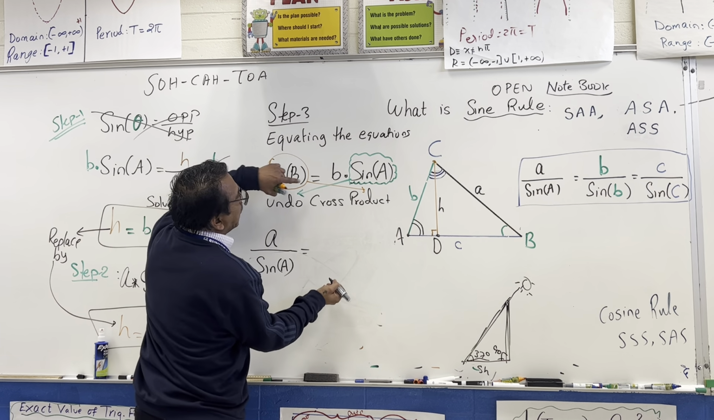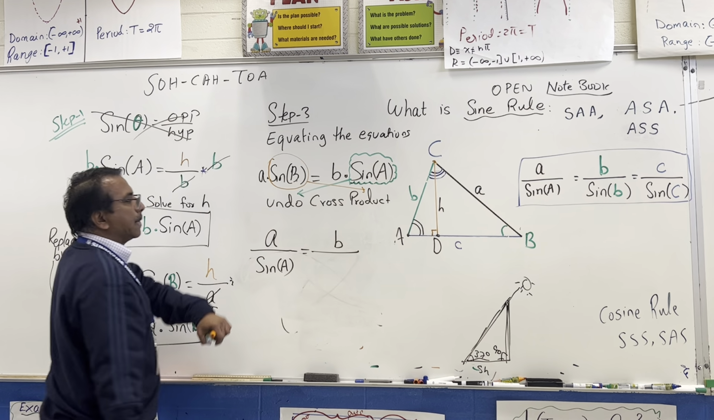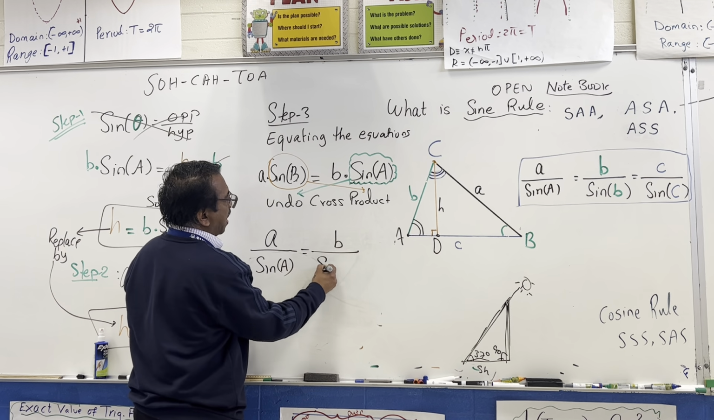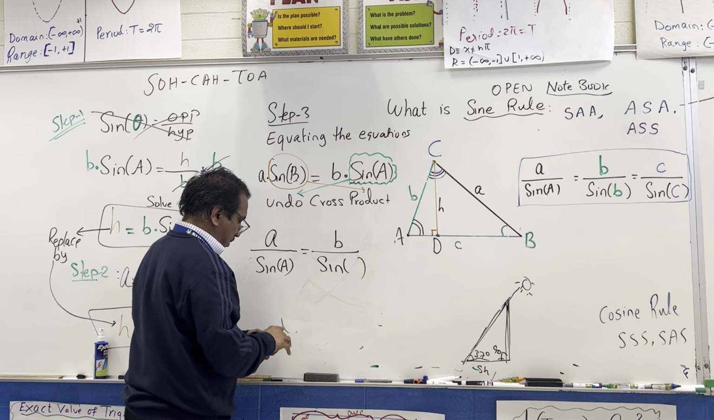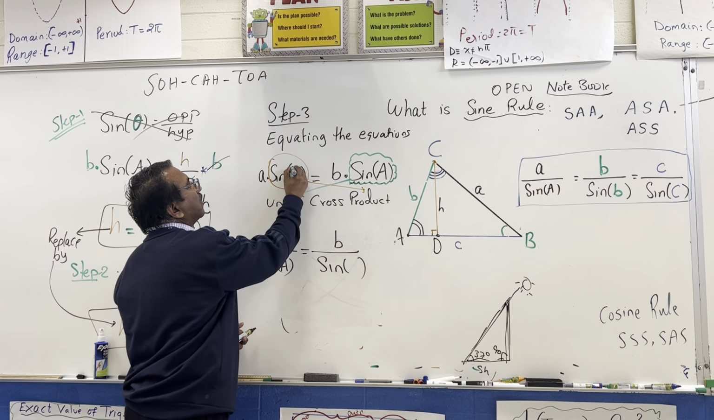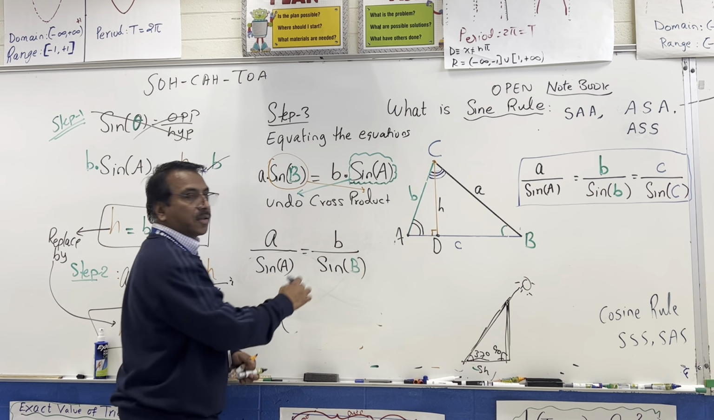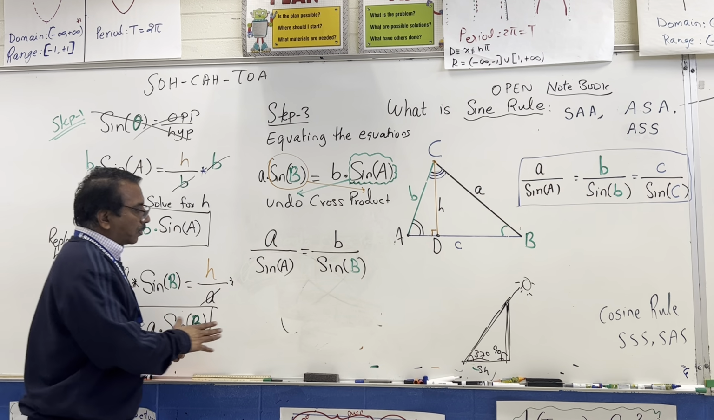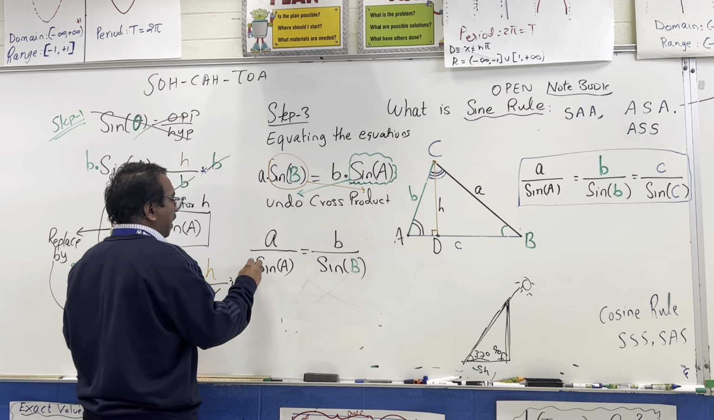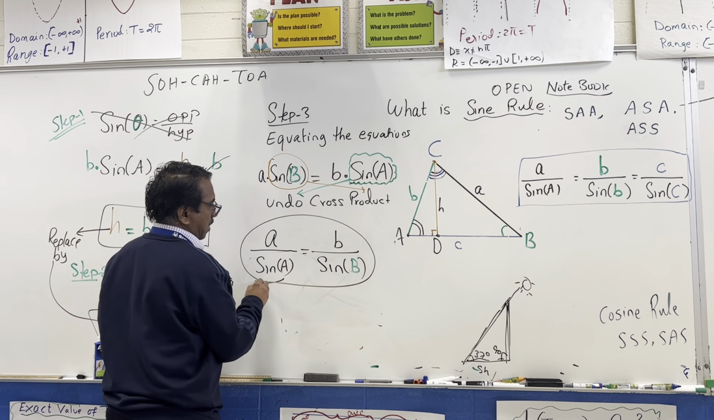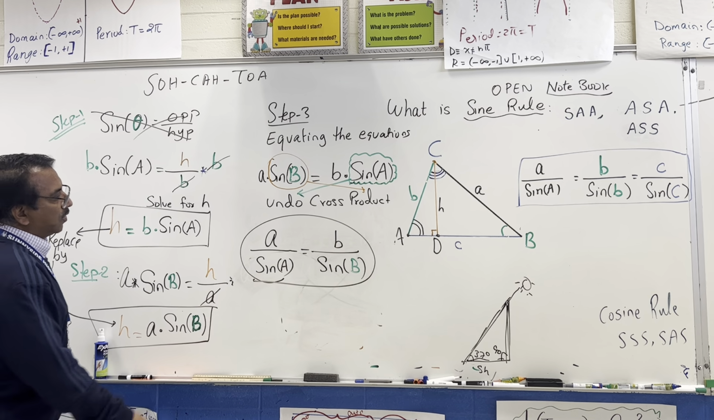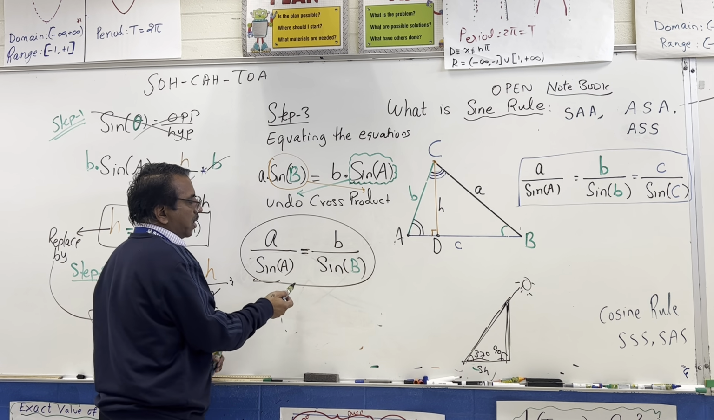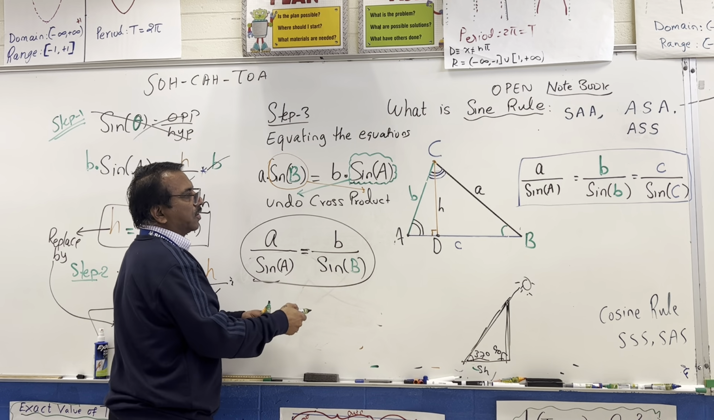Equals this B stays. And then this orange color sine B goes down, so sine of B, and remember the angle B I always use the blue color. Do you see that? And I call this step this, the important one of the equation you see: A over sine A is B over sine B.